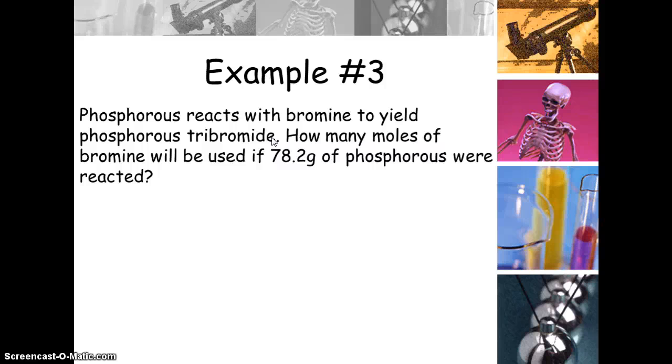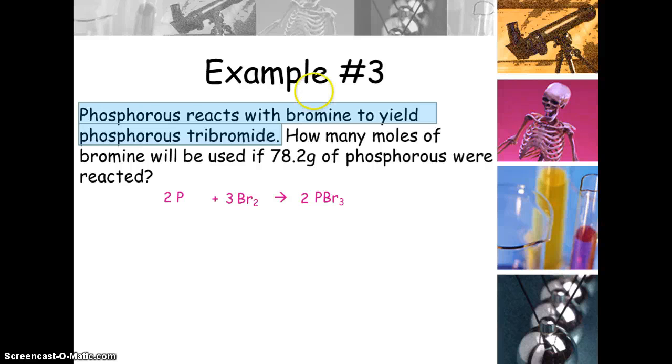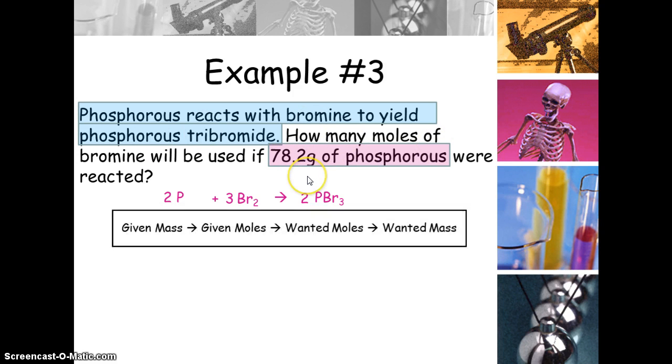So, coming back, we can check our work and see we end up with 2 phosphorus, 3 bromine. Remember, bromine is one of our Brinkelhoff elements, so it's a diatomic. And 2 moles of phosphorus tribromide. Now the next step is to find out, we start off with 78.2 grams of phosphorus. So, this is our given mass. We're given 78.2 grams of phosphorus.